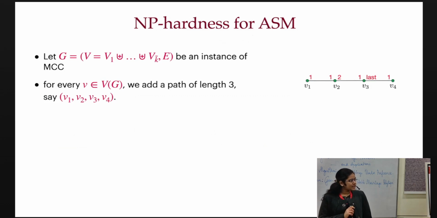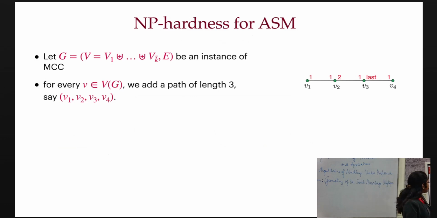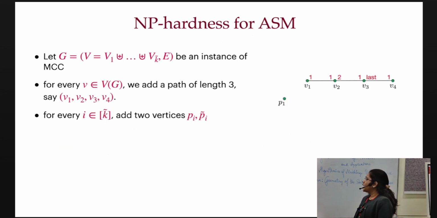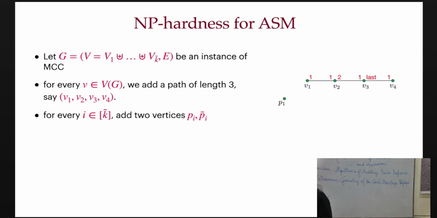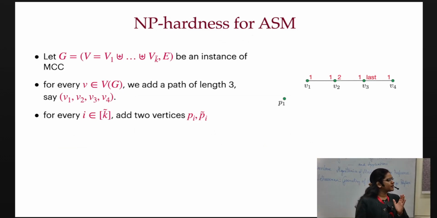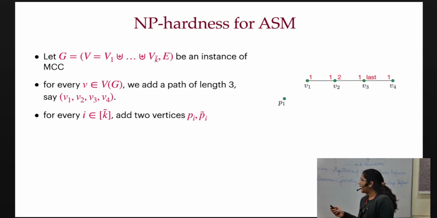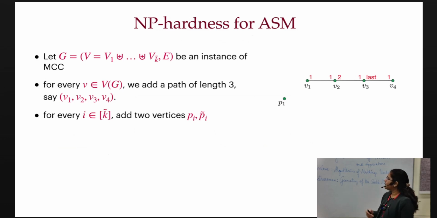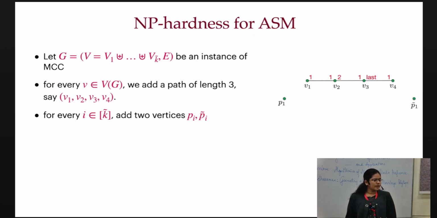I also need to give preference lists. So, V1 and V2 are the top preference of each other. Now, V2 gives second preference to V3, V3 gives first preference to V2, and for V3, V4 is the last preferred person. For now, you just see a path, but we will add more things, that is why I have written last. Now, for every i belonging to [k tilde], k tilde is the number of color classes, for every such i, we add two vertices, Pi and Pi tilde. So, for the first color class, we have vertices P1 and P1 tilde.